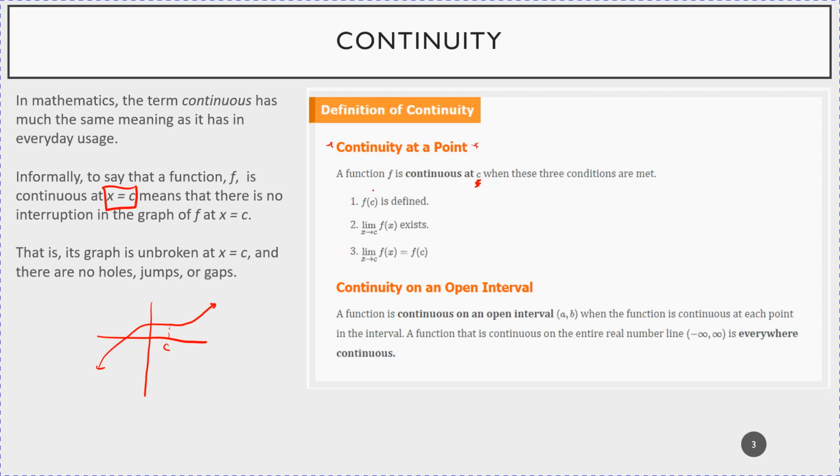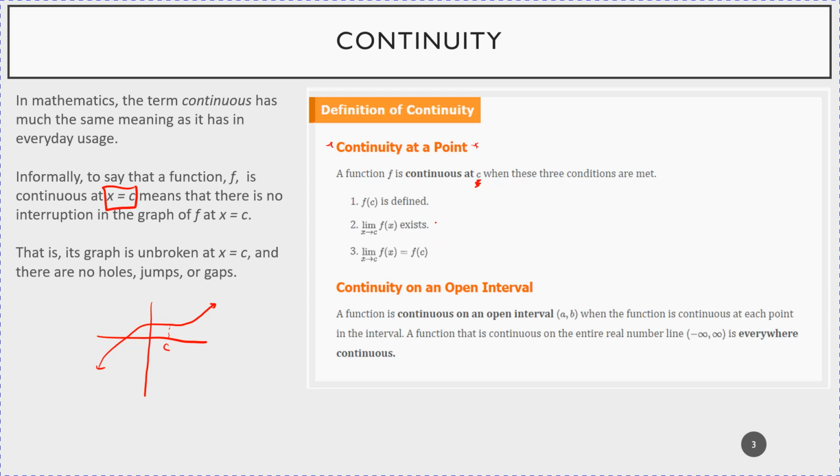First, f of c is defined, so it's not like there's a hole in the graph. Second, the limit as x goes to c of f of x exists. And third, the limit as x goes to c of f of x is exactly f of c.